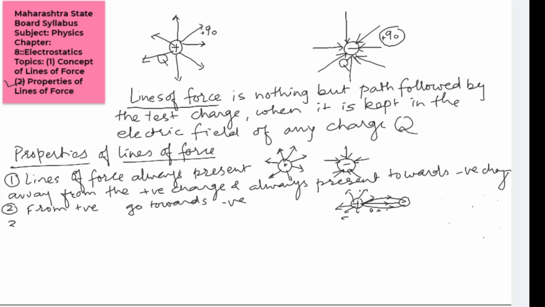Third property you can see here in the same diagram. So all these lines of forces to the negative charge we will show like this. Now here you can see all these lines are coming from the positive charge and going to the negative charge. But if you see carefully, you can see no line is intersecting each other. So the third property we can say: they never intersect each other.